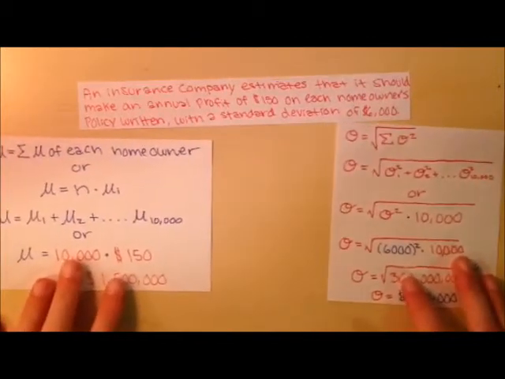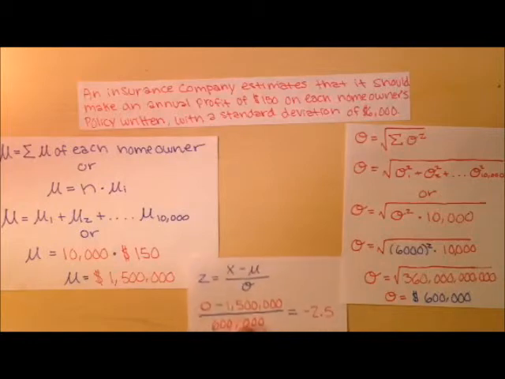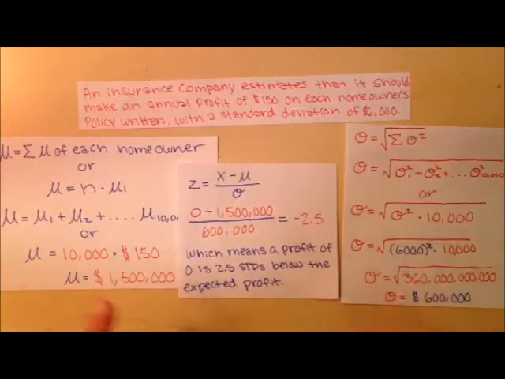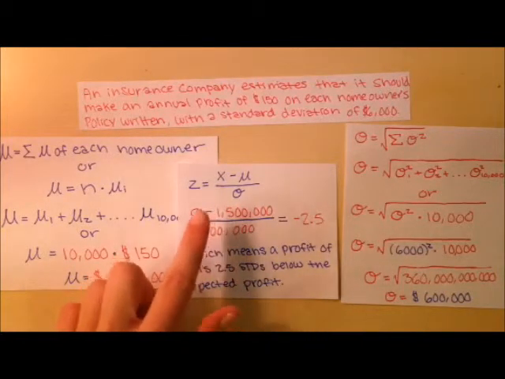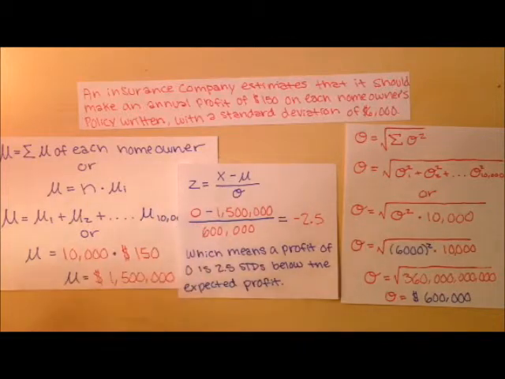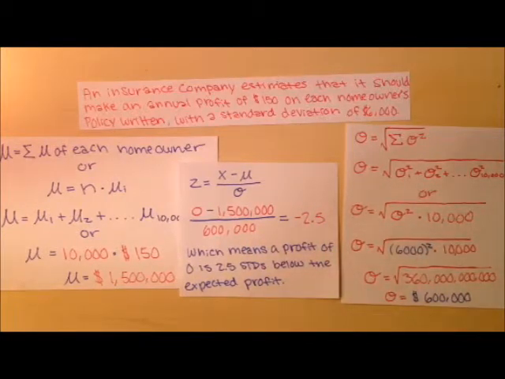The z-score is found by taking our expected value, in this case 0, and subtracting the mean, which we already found, and then dividing all of that by the standard deviation of $600,000. Once we plug in all those numbers, we get a z-score of negative 2.5. This means that a profit of 0 is 2.5 standard deviations below the expected profit.